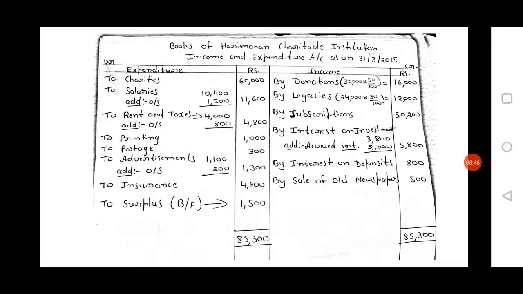In this solution the credit side total is more, that is 85,300. If you deduct the debit side items from that total, then you will get the balancing figure, that is 1,500. That should be considered as surplus. Then you will get the same total on both sides.